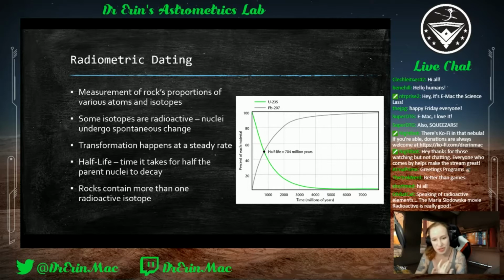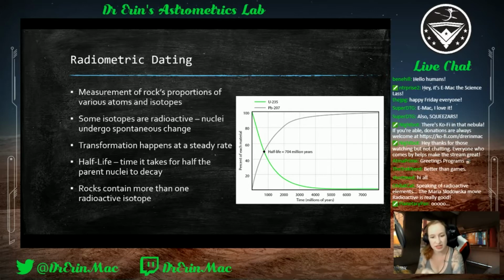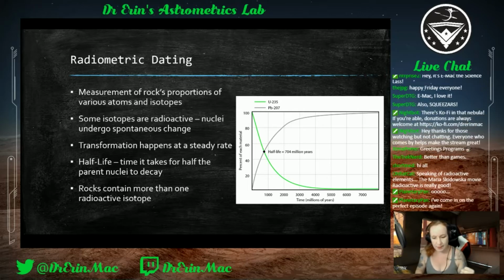So uranium-235, that's basically saying its weight is 235. And remember, that's the combination of protons and neutrons that are in there. And what that does is it decays, and the half-life of uranium-235 is 704 years.